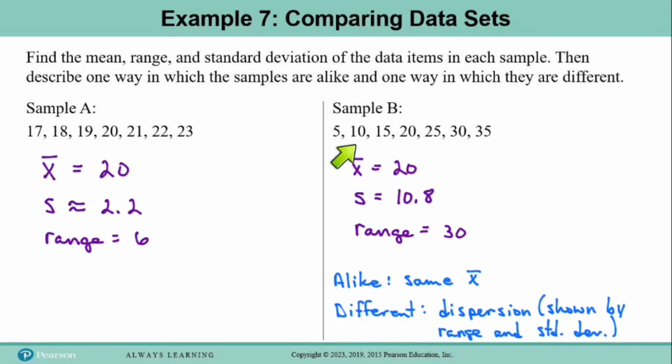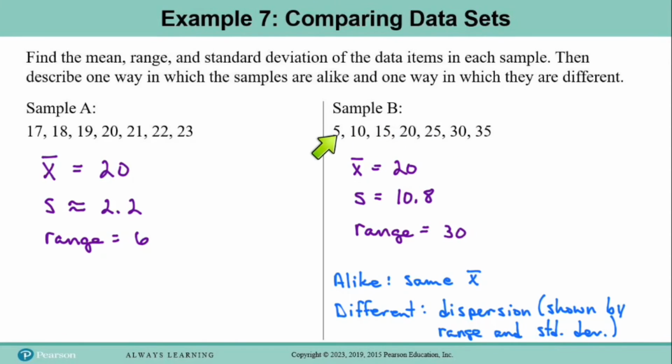For the second sample, here again is the 20, and again there are 3 numbers below the mean and 3 numbers above the mean, but this time the difference between the mean and the value nearest to the mean is 5, and that goes for the 15 and the 25. They're both 5 steps away from the mean, and the largest difference between the mean and any one data value is 15, and you can see that with the 35 and also with the 5. 20 minus 5 is 15.